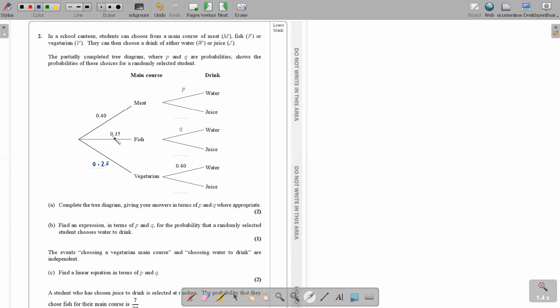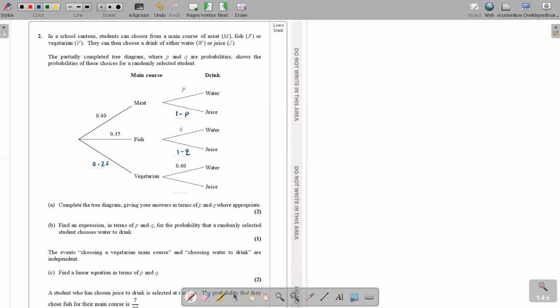Then they're asking you to complete the tree diagram, giving your answers in terms of P and Q. So over here in this section, you can see there are two parts. These two add up to 1, which means if the top branch is P, the bottom one should be 1 minus P. The total probability must add up to 1, isn't it, children? So if this is P, the total probability of these two must be 1. This must be 1 minus P. Similarly, in the other one, 1 minus Q.